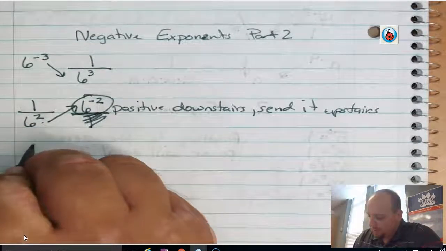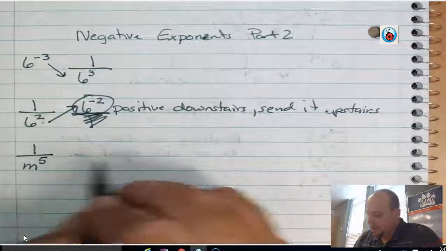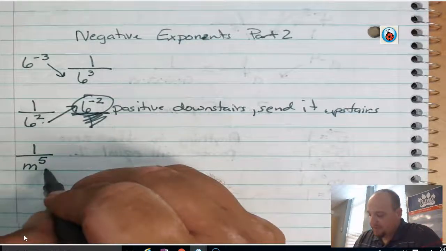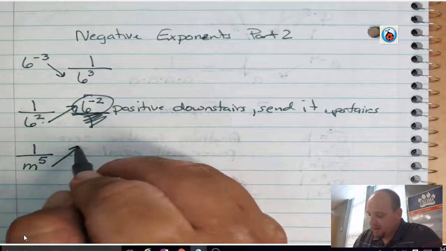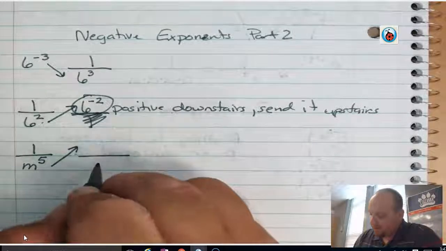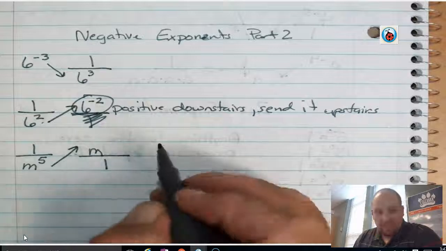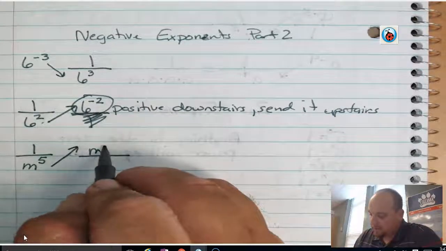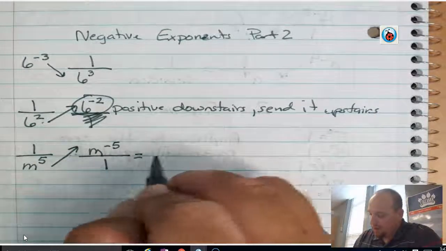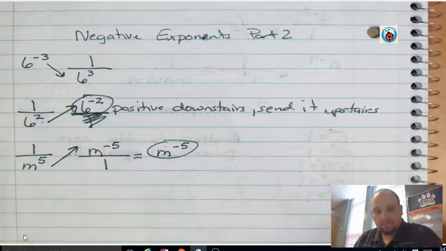So let me show you with an algebra one. So we have m to the 5th power. All I'm going to do is I'm going to take this fraction. I'm going to take this m to the 5th power, and I'm going to send it upstairs. When I send it upstairs in the fraction, okay, nothing is left down here, so this is a 1. This m stays the same, the base stays the same. The exponent changes from a positive 5 to a negative 5. Remember, I don't need the 1, so basically what I'm left with is m to the negative 5th power. All right.